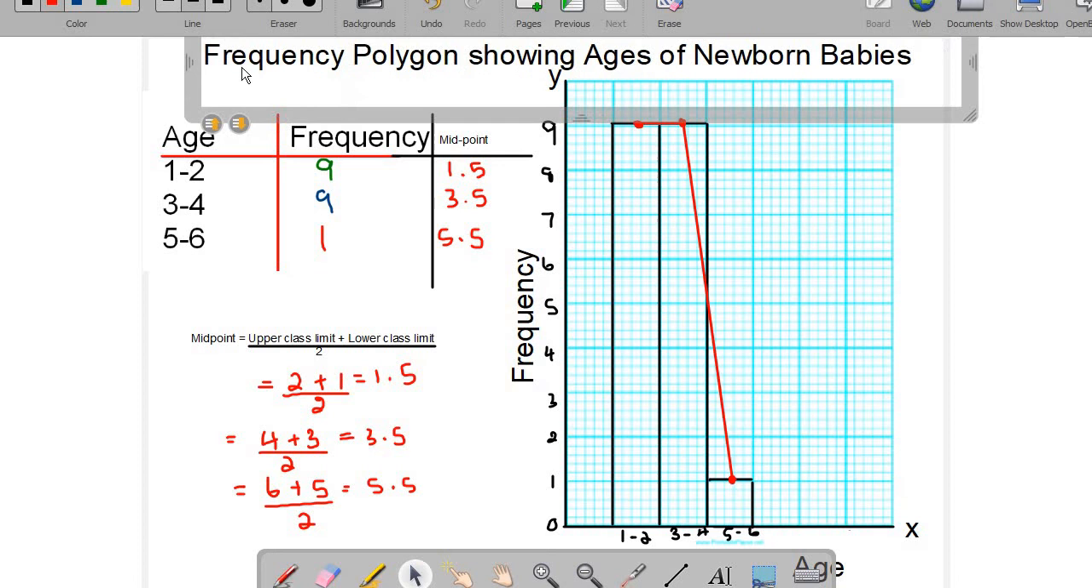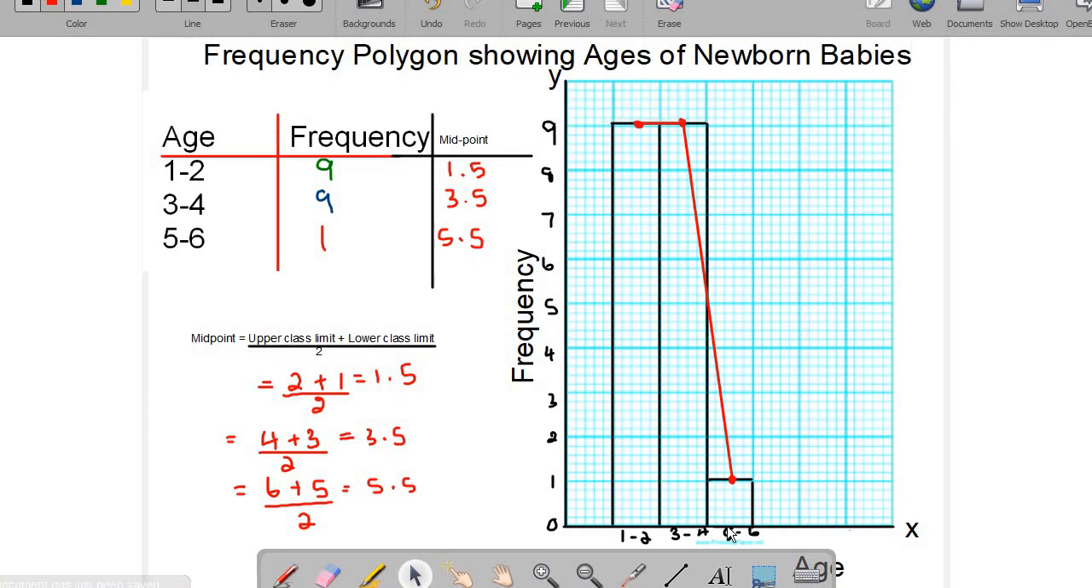Alright, so for your frequency polygon, you're going to calculate the midpoint using this formula, and you're going to find the midpoint on the x-axis, and on your y-axis you're going to put your point at the corresponding frequency. So 1.5 is at 9 on the y-axis, 3.5 is at 9 as well, and 5.5 would be between 5 and 6 on the x-axis, but it has a frequency of 1. That is why I put the point here. After you have plotted all of the points, you use a line to connect all of the points on your graph.